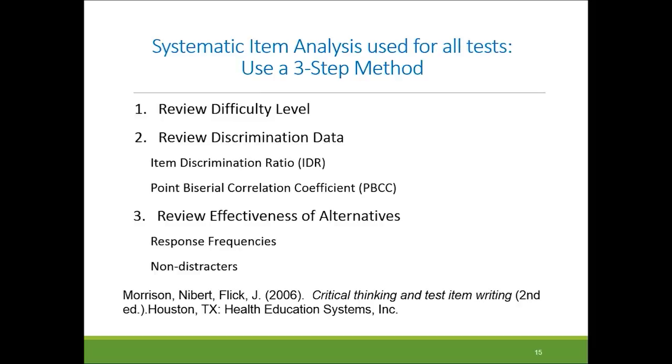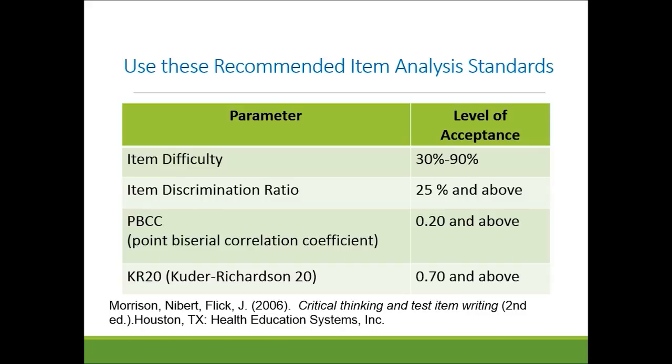Besides reviewing difficulty level, of course, discrimination data in any type, and then the effectiveness of alternatives can be extremely helpful. If you've got some questions that frankly have distractors or answer options that are not plausible, and even the worst student in the class can figure out that that's not a correct answer, you've eliminated the opportunity for a really good distractor to be in there, and that particular portion of the question needs to be rewritten before the question is used again.